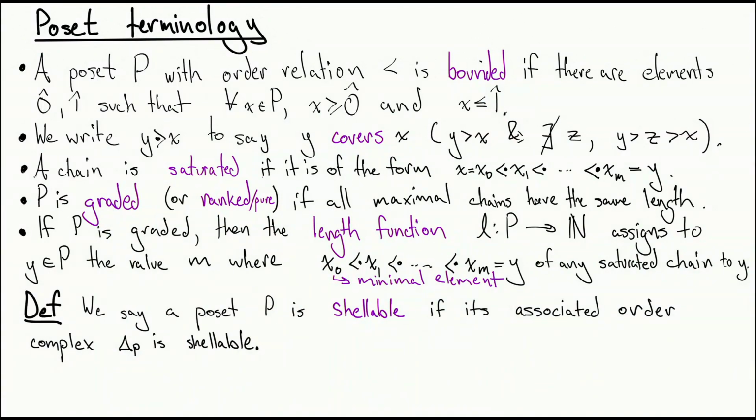Graded means like graded module, but the right way to say it is all maximal chains have the same length. And in this case, we have a length function, which basically assigns the length of a chain from a minimal element up to where you're at. All of the posets we're going to be looking at are going to be graded because they come from a geometric context where the grading is essentially dimension, but length doesn't have to be exactly equal to dimension. And now we can just say that a poset is shellable if its order complex is shellable.